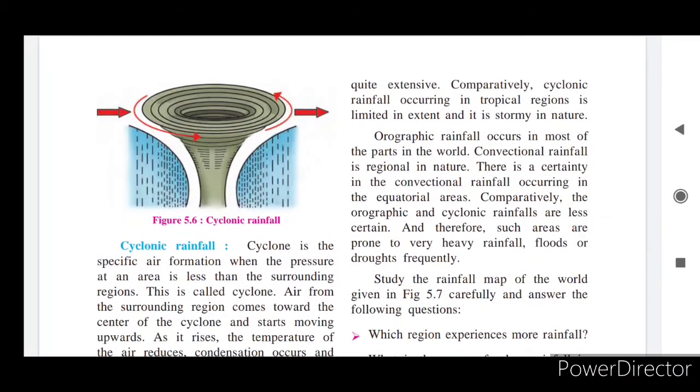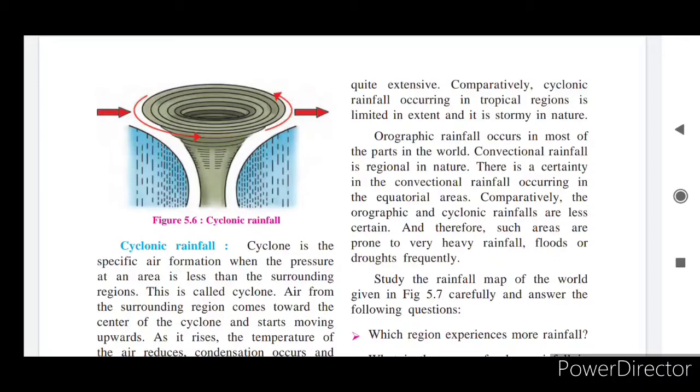Cyclonic rainfall. A cyclone is a specific air formation when the pressure at an area is less than the surrounding region. When that formation takes place, the air pressure in the surrounding area is more, and in the circle the air pressure is less.